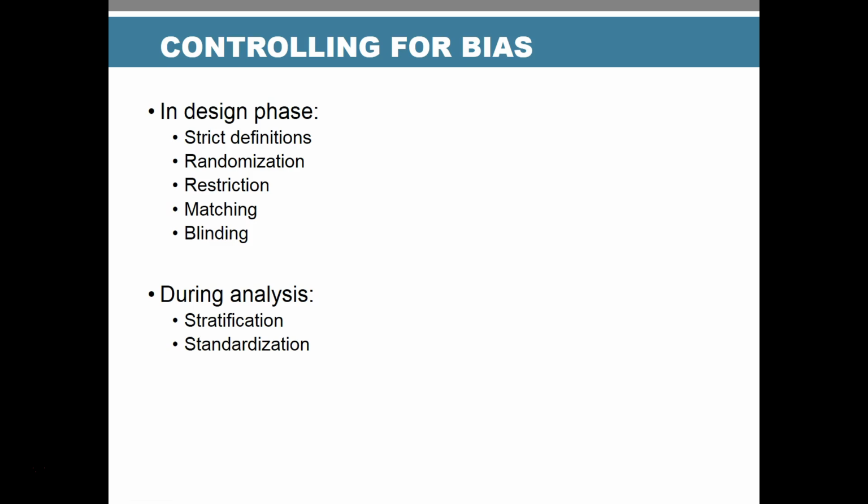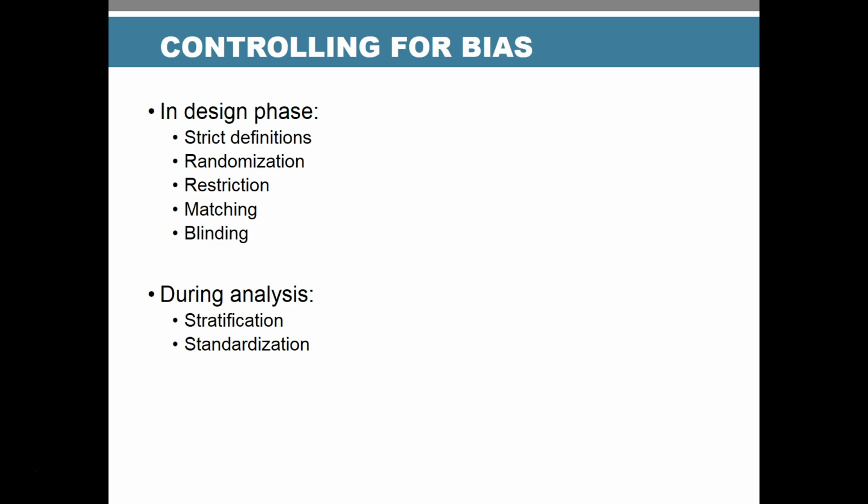We can control for bias in the design phase of our study and also during our analysis. In the design phase, we can do this by having strict definitions about what we mean by a fruit and vegetable serving, about who's allowed into our study, our inclusion and exclusion criteria. We can do this by randomizing our participants as much as possible.